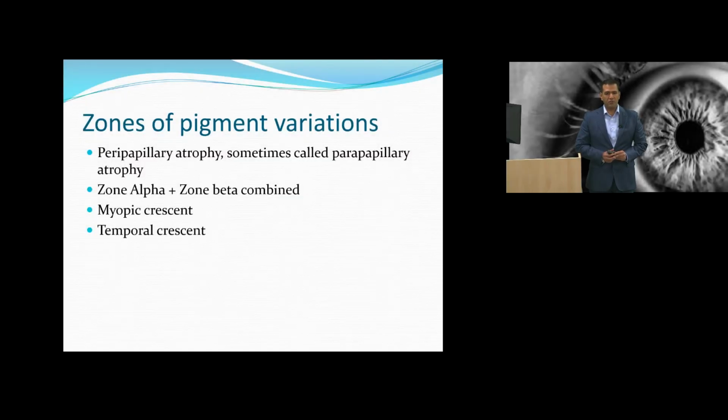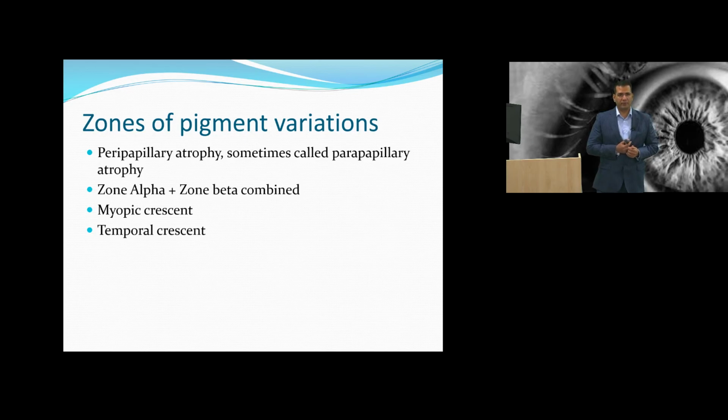Peripapillary atrophy, zone alpha, zone beta. When you look at an optic nerve head, you will see certain pigment variations around the optic nerve head. You often find people using terms like peripapillary atrophy, parapapillary atrophy, zone alpha, zone beta, myopic crescent, scleral crescent, and we get quite confused what these individual things are.